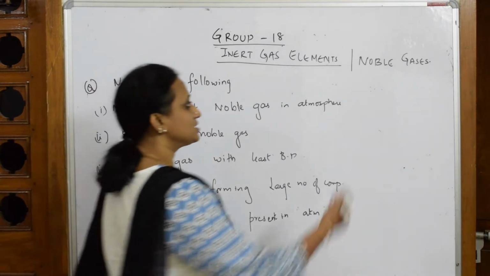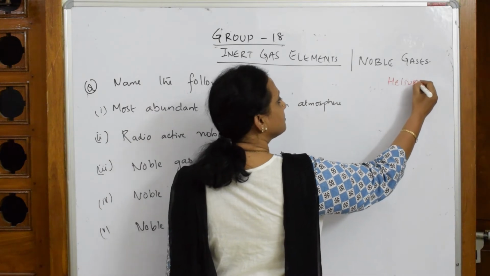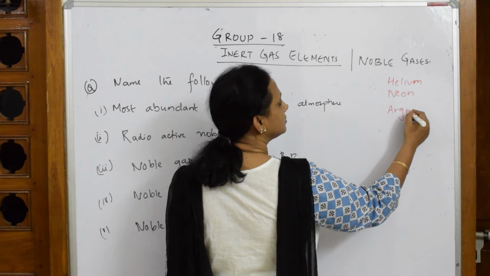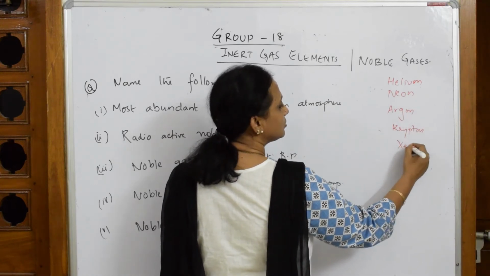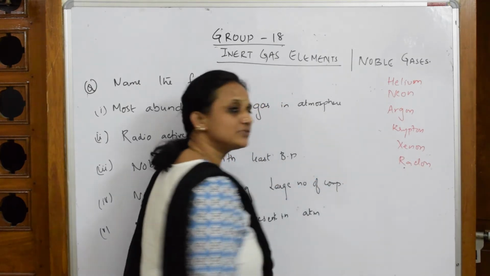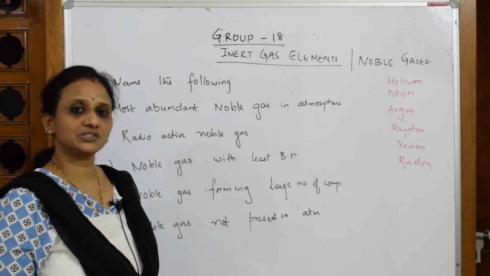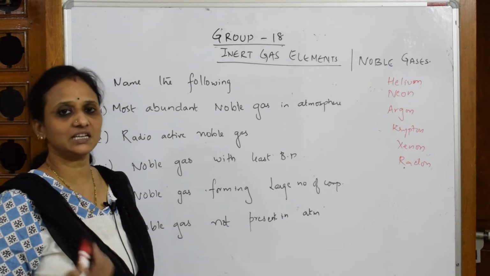Group 18 elements, or the noble gases, include helium, neon, argon, krypton, xenon and radon. These are all your inert gas elements, which are completely filled. When I talk about helium, ns2, and for the others ns2 np6, everything is completely filled. That is why they are inert in nature.